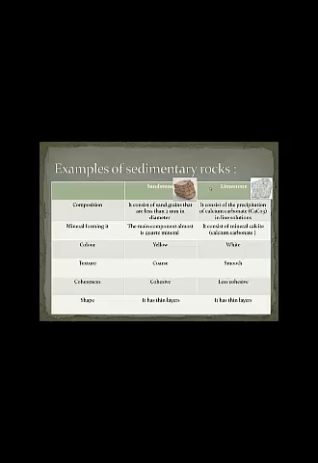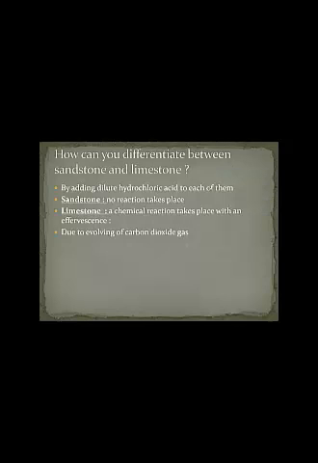According to coherence, sandstone is cohesive, but limestone is less cohesive. According to shape, sandstone has thick layers, but limestone has thin layers. So, how can we differentiate between sandstone and limestone? It is very simple and easy. According to the composition, as we said, limestone consists of calcium carbonate, but sandstone consists of sand grains of 2 millimeters from the quartz mineral.